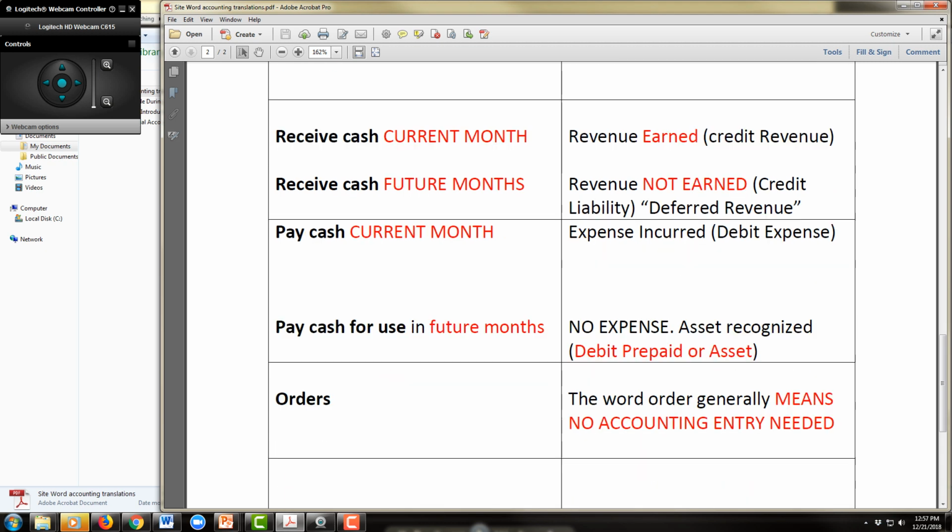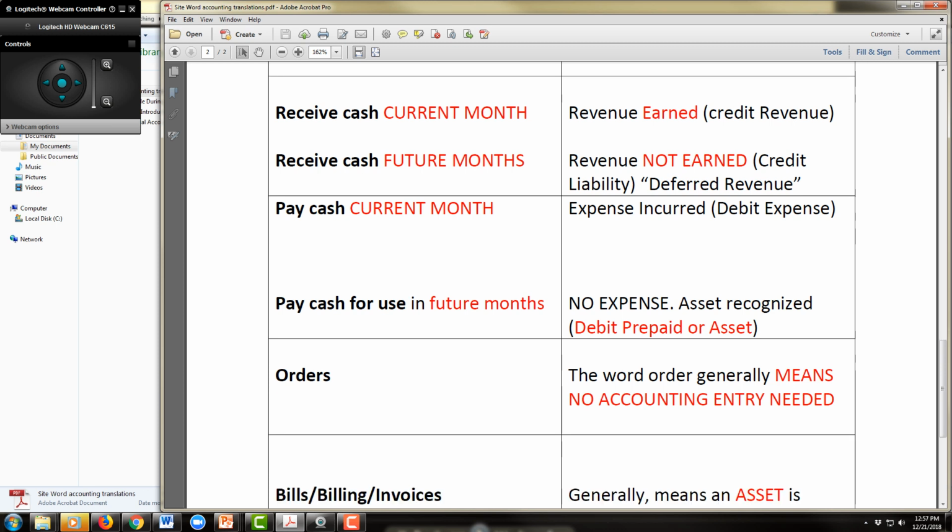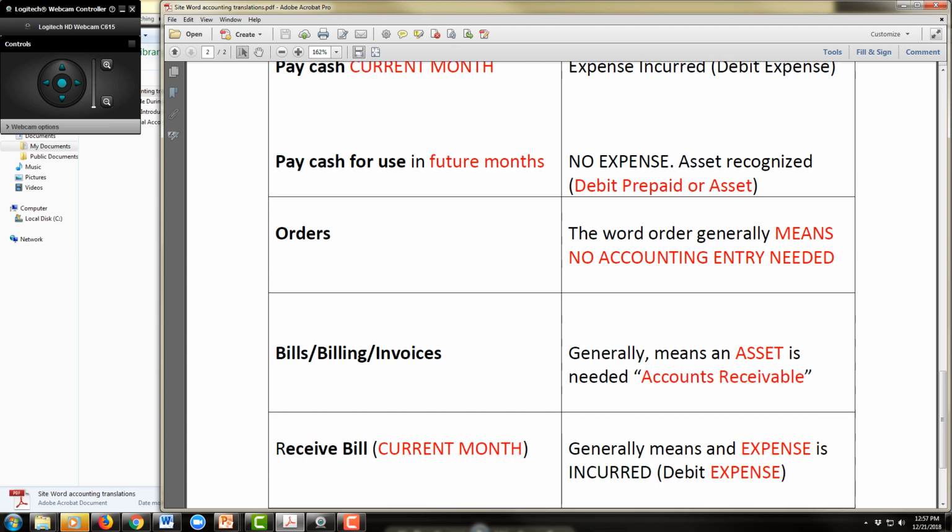If we pay cash for the current month, generally an expense is incurred and we'll debit an expense. If we pay cash for use in future months, there's no expense yet. Instead, we recognize an asset and we debit a prepaid asset. Generally prepaid supplies, prepaid rent, prepaid insurance, something along those lines.